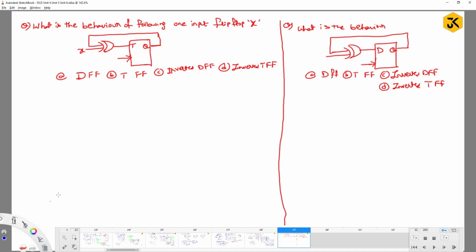Hi everyone. Let's see one of the GATE questions which was asked earlier. What is the behavior of the following one-input flip-flop X? They have given the circuit and various kinds of options.